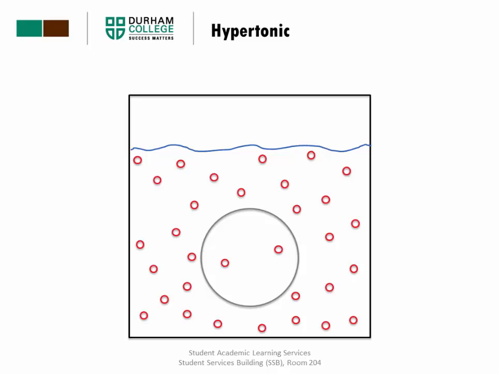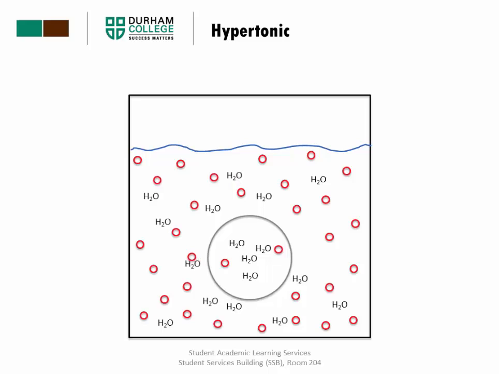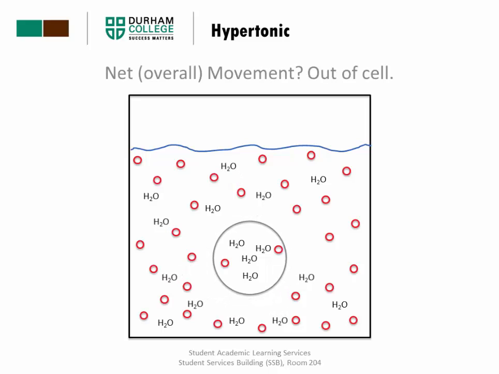In a hypertonic situation, there is a high concentration of solute, in this example, outside of the cell. Therefore, there's more water in the cell than outside of the cell, and the net overall movement of water will be out of the cell. And as you might have noticed, the cell shrunk in size.